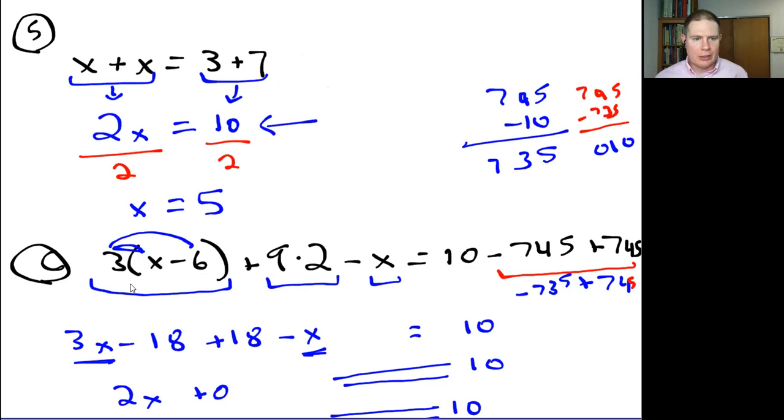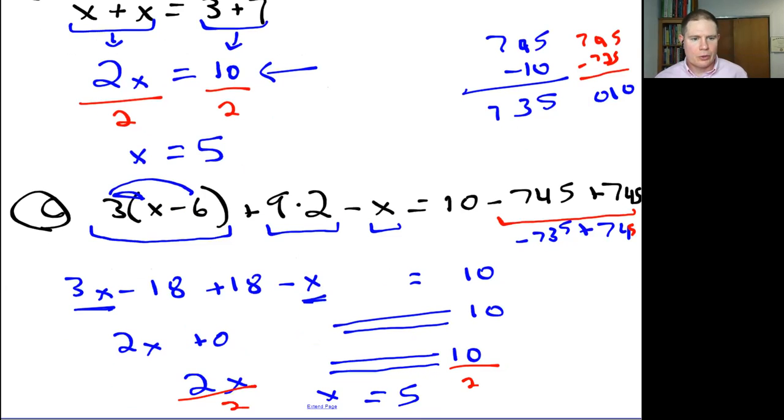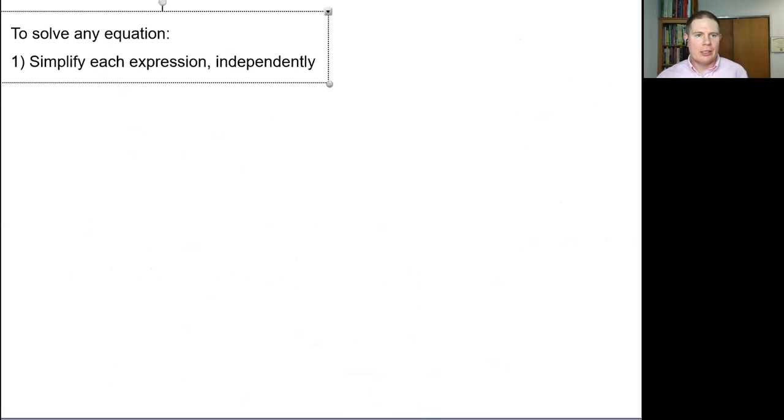I had 3 terms here. I simplified this first expression, then simplified the second expression, then simplified the third expression. Then I combined those terms to get this single term, this monomial of 2x, right? But 2x is a simplified version of this left-hand side expression. It has absolutely nothing to do with 745, right? We're going to simplify each of these 2 expressions completely independent of the other expression.